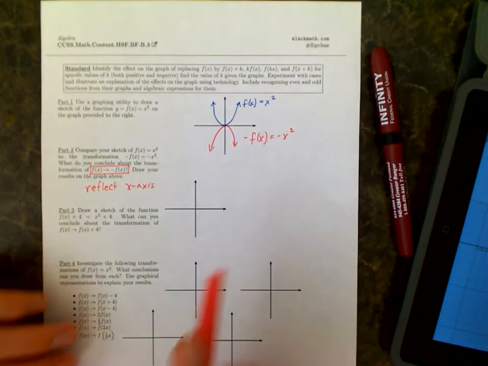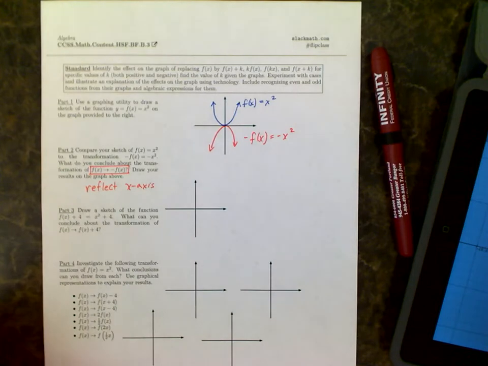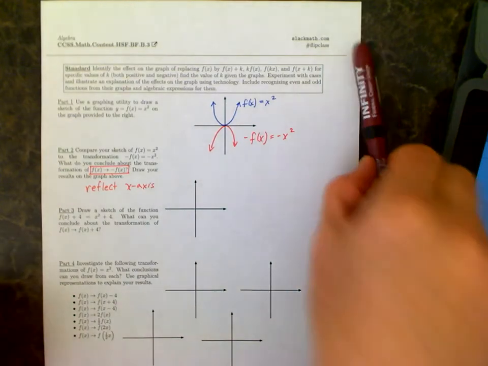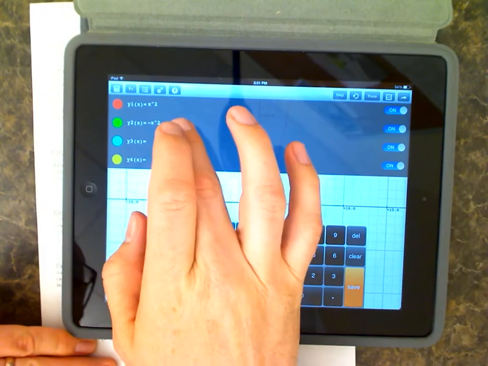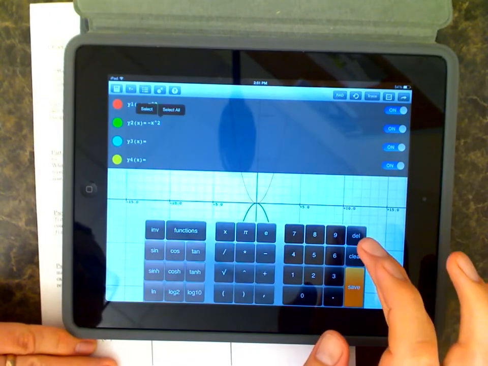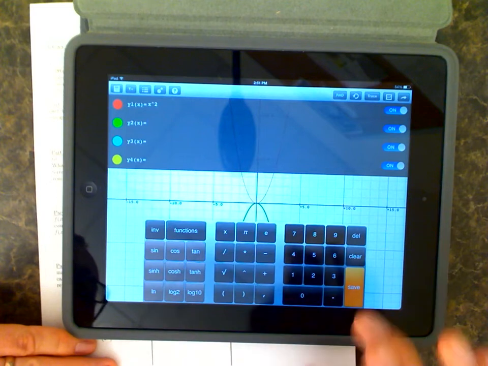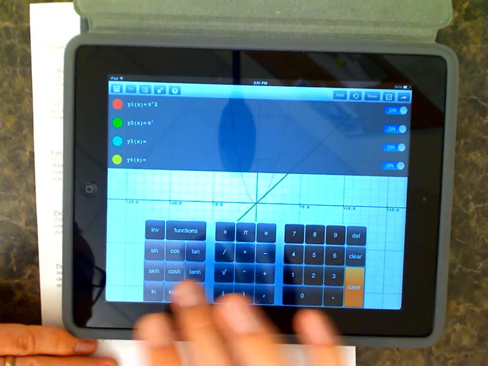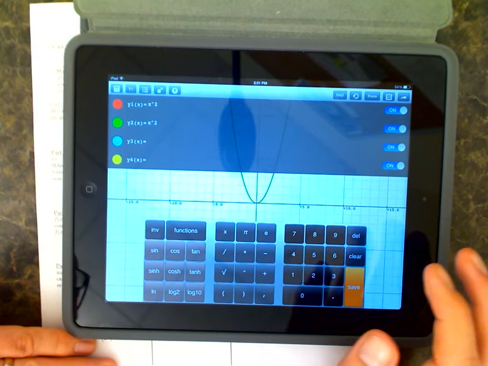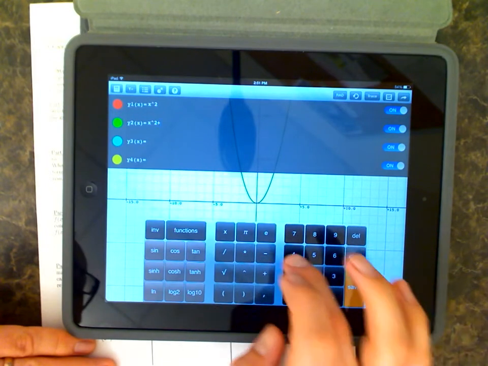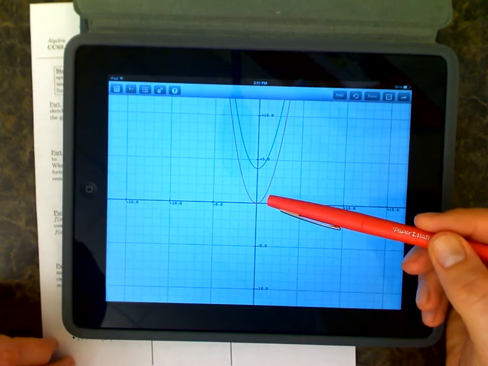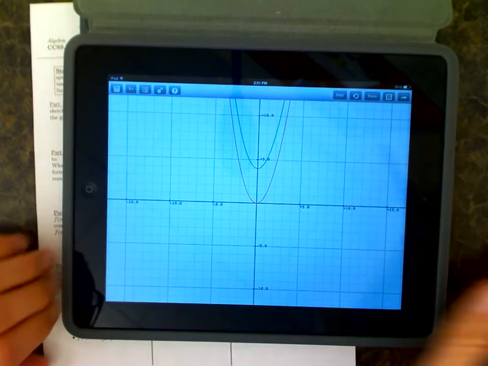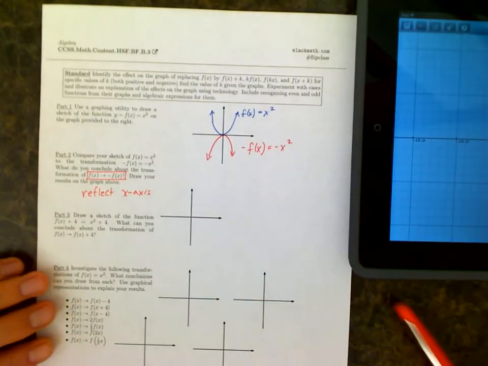Let's see about the next one here. f of x plus 4. In other words, x squared plus 4. In order to do a good comparison, I'm going to take that negative x squared and clear that out so that I can look at just x squared plus 4. And now, the original function, x squared, gets shifted upwards. So it's a vertical shift.